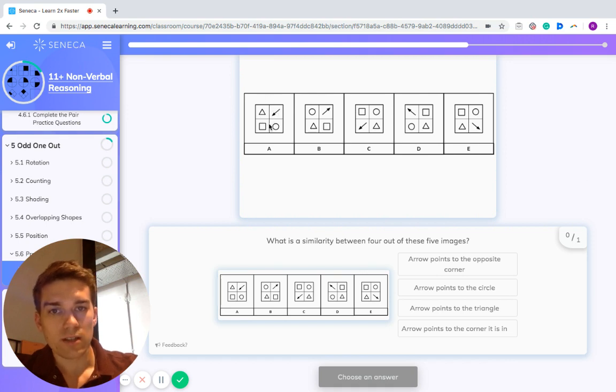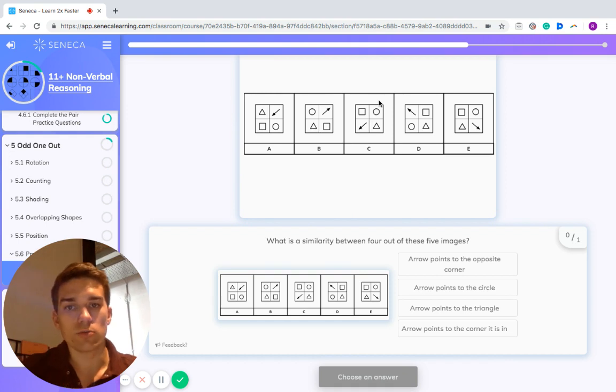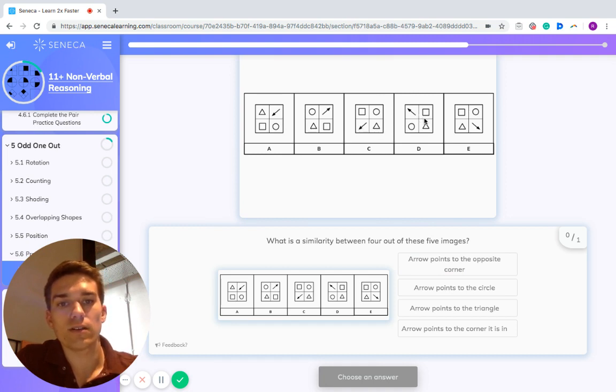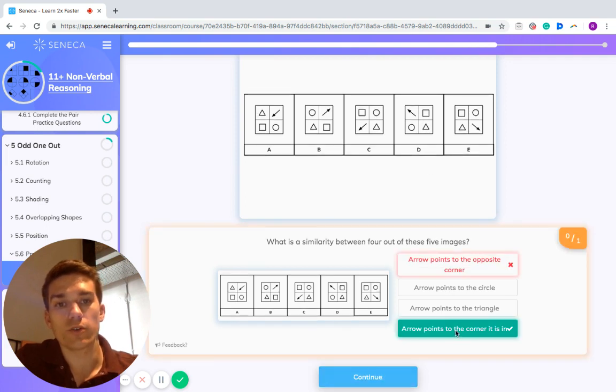I think that would have been another good answer, that the triangle would be next to the square, but the answer that we wanted in this case is that the arrow always points away from, to the corner it's in. So it always points to that corner, apart from in A, where it points to the middle.